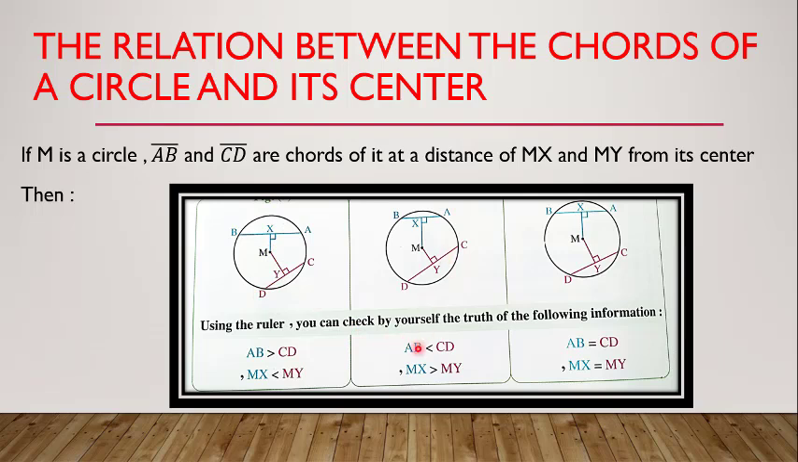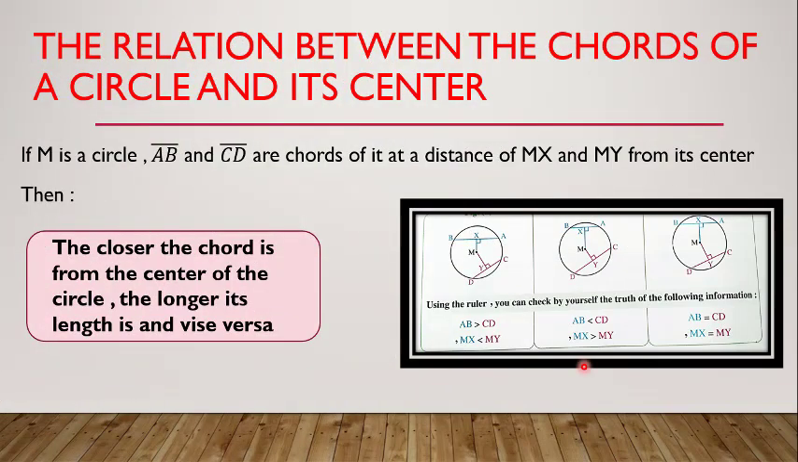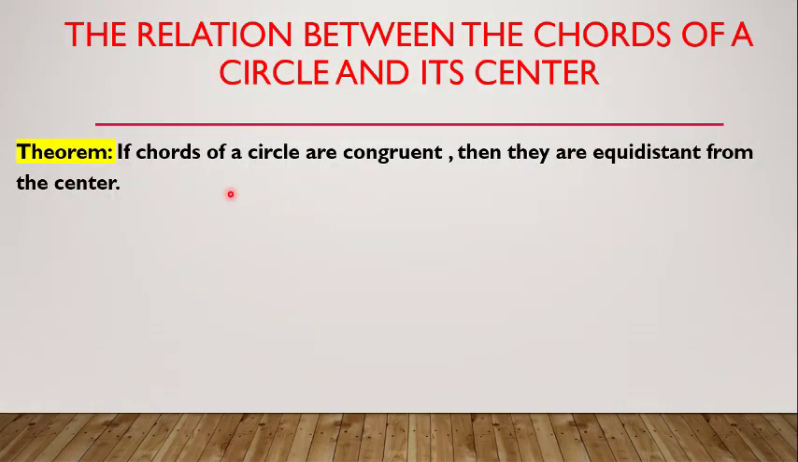By the same way, if AB is less than CD, in this case MX is greater than MY. And if AB equals CD, the two chords are equidistant from the center. So the closer the chord is to the center of the circle, the longer its length is, and vice versa. So if we have two chords of a circle and the two chords are congruent, then they are equidistant from the center. We can prove this theorem.